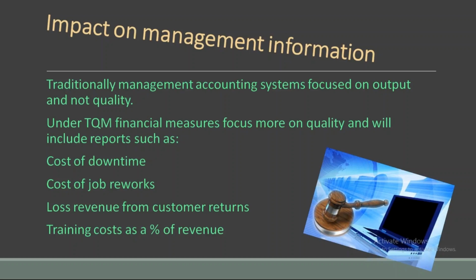Now, where do you think staff training will fall in the category of quality-related costs? Is it prevention? Is it appraisal? Is it internal failure? Or is it external failure? If you spend money on staff training, Dhanusha.